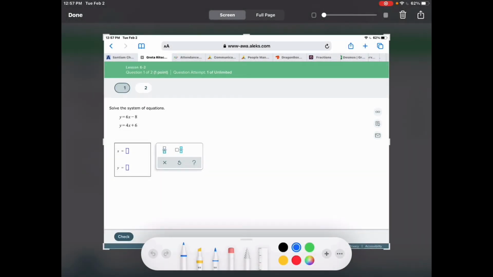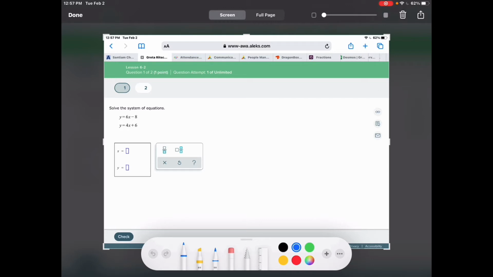Let's look at the homework problems for lesson 6-2. Remember, in this lesson, we are using a technique called substitution. And so we're going to be solving for one variable and then taking the expression that equals that variable and substituting it into the other equation.